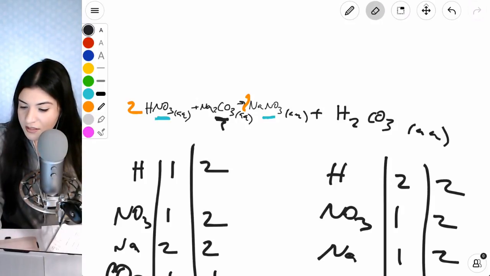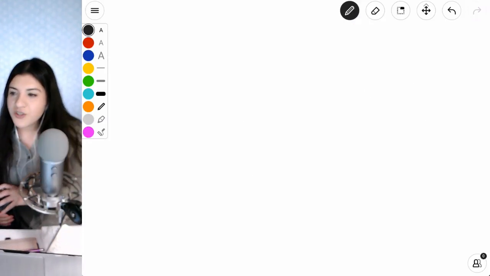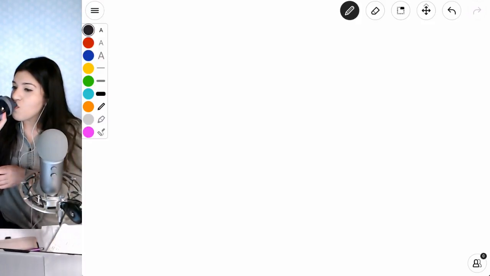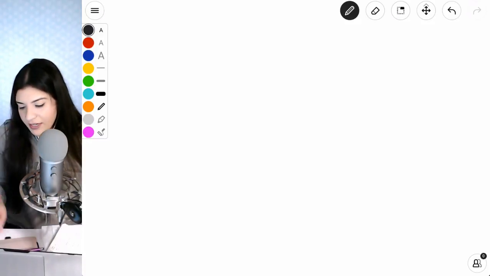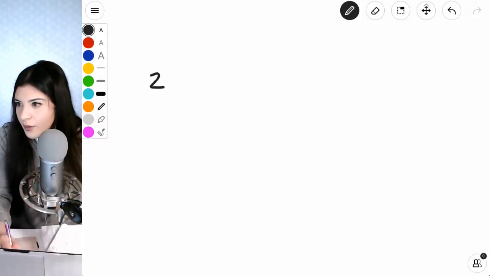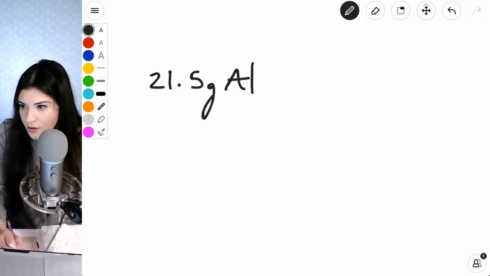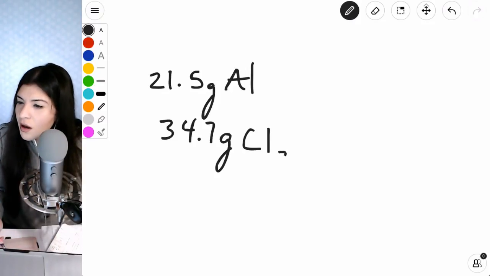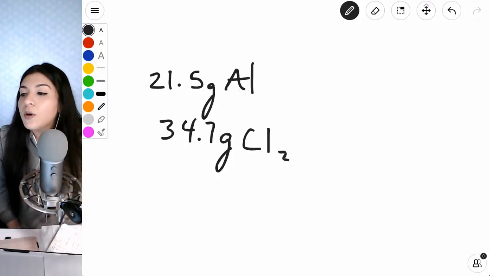Next, let's see what else. Lila says, can you show me how to solve this problem? Let's see what we got. Looks like a limiting reactant question. So if 21.5 grams of aluminum and 34.7 grams of chlorine, or Cl2, react, how many grams of product can be obtained? What is the limiting and excess reactant?